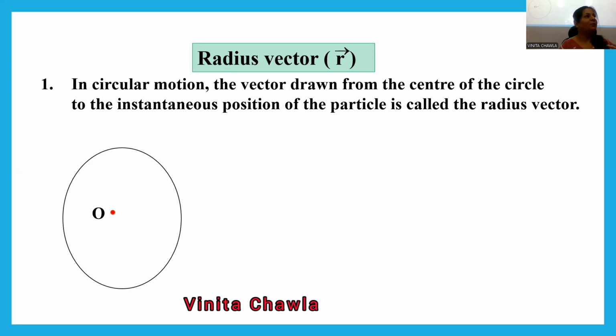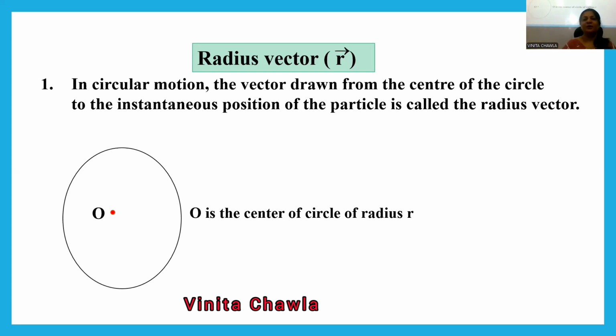At a point of time, the position of the object. Okay? So if the object is at this position at a point of time, and from the center we draw a position vector, then that position vector is called radius vector. So we can consider O as the origin, and the position of the particle is on the circumference. We can draw a vector, the position vector, from the origin to the point on the circumference.